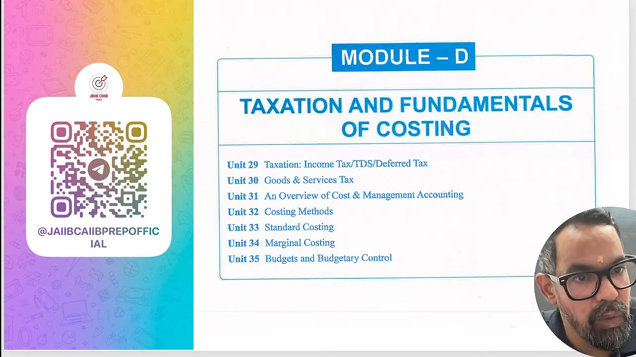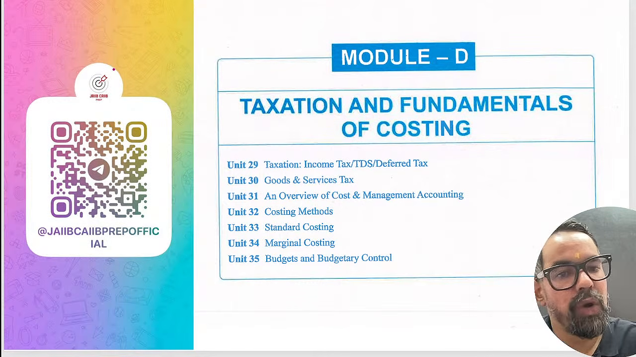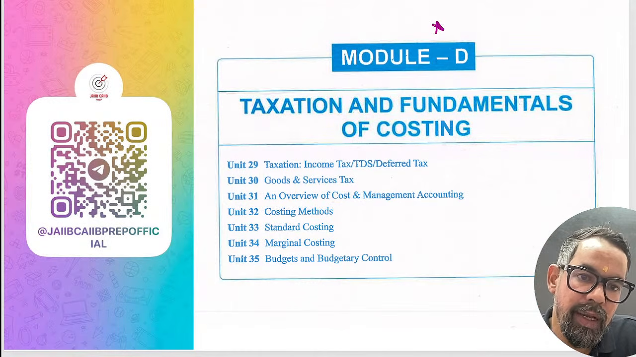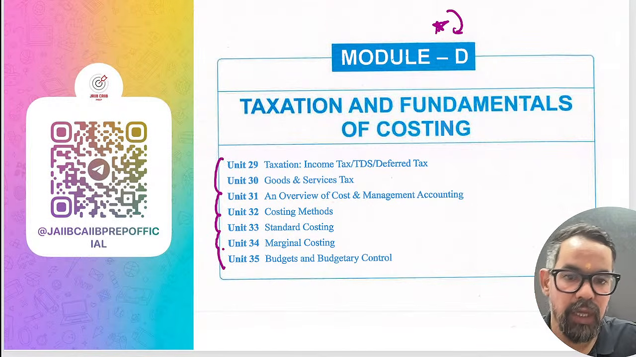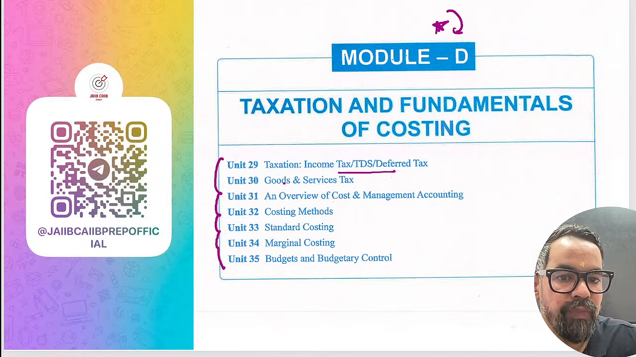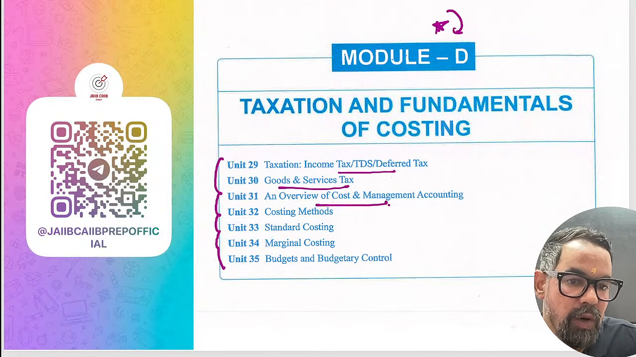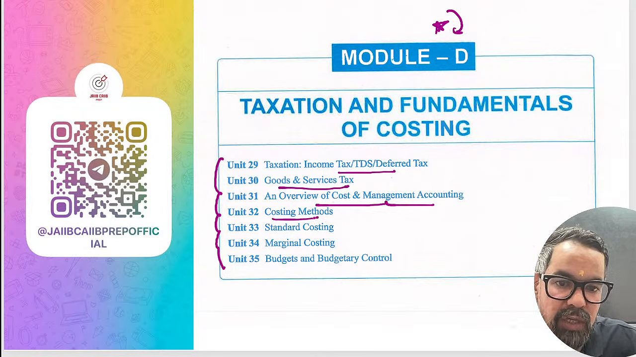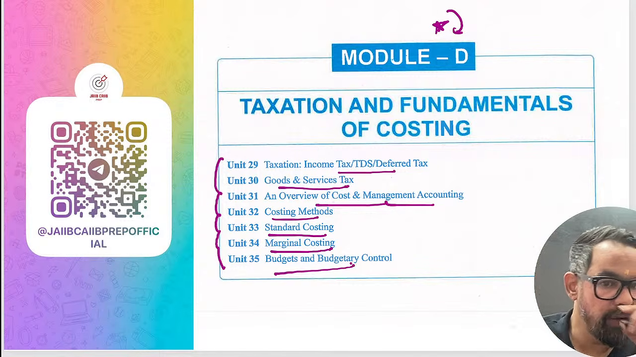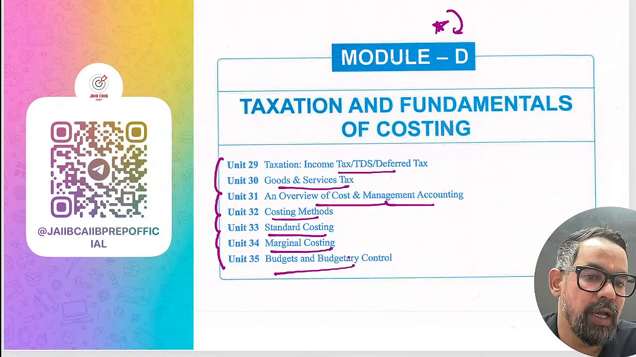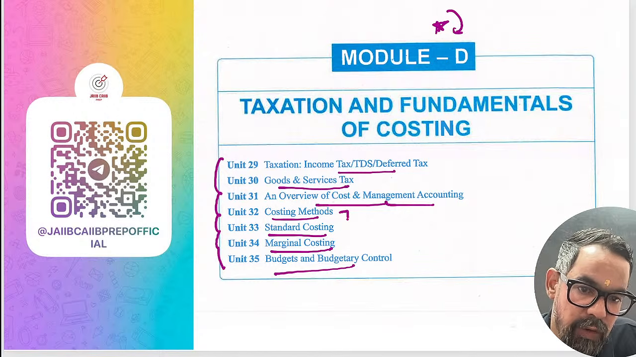Done? Okay. Now we have Module D. So when it comes to Module D, we have these many units. First one is taxation, income tax and deferred tax. Then we have GST. Then we have overview of cost and management accounting, costing methods, standard costing, marginal costing. There are few units which I'll suggest to watch from the recorded.